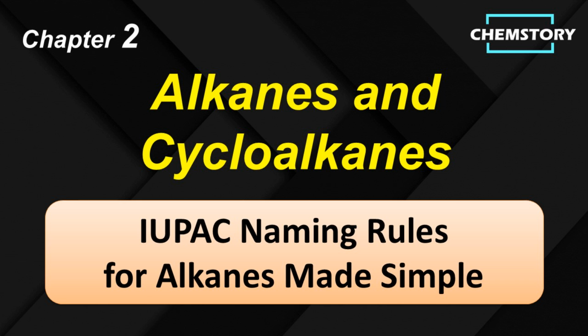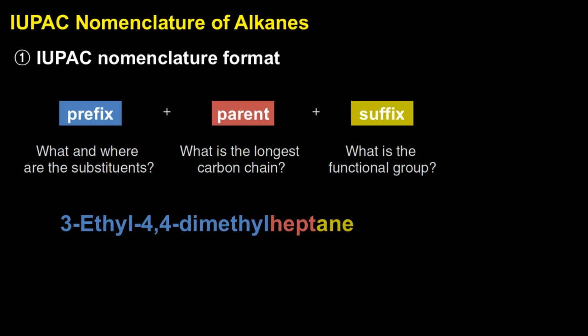Alright, let's get started. Every alkane name has three main parts: the prefix, the parent, and the suffix. The prefix tells us about any substituents and where they're located. The parent refers to the longest continuous carbon chain, and the suffix shows that it's an alkane. So it always ends in -ane. Let's break that down with an example.